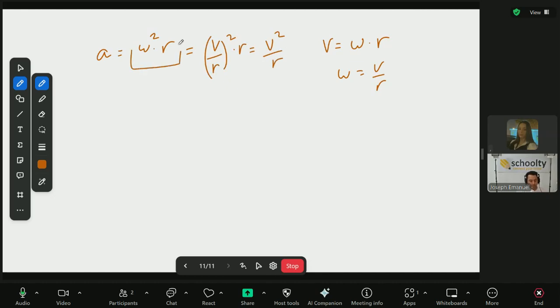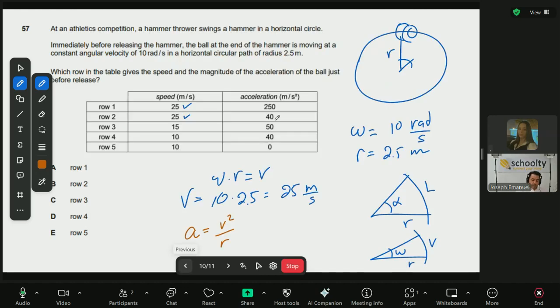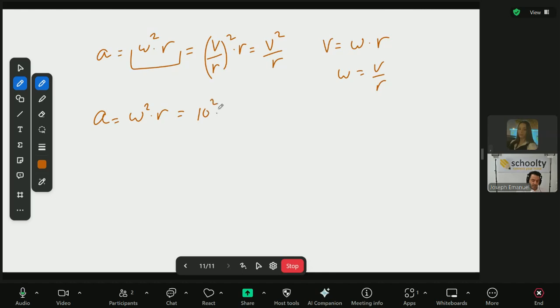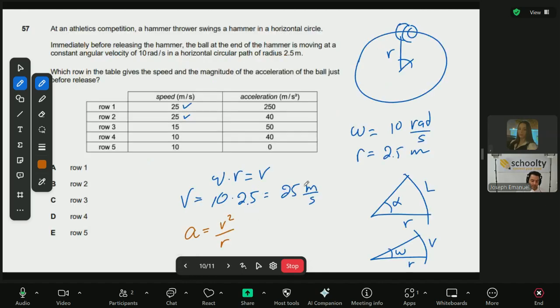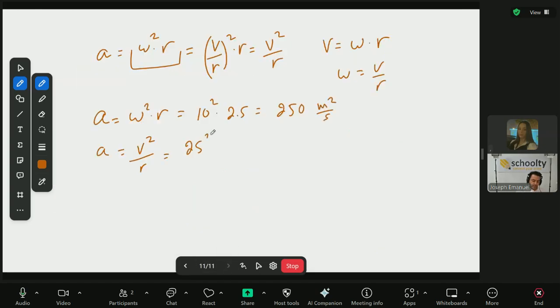By the way, we can calculate it like this also. So let's take the two options. So w is 10 radians per second and r is 2.5. So you have 10 squared multiplied by 2.5. This is 250 meters per second squared. Also, you can calculate it as v squared divided by r, and v is 25. So you have 25 squared divided by 2.5.